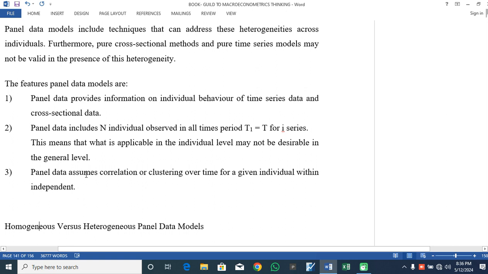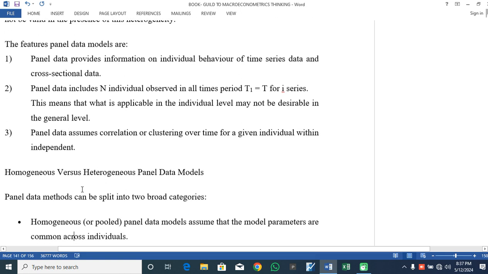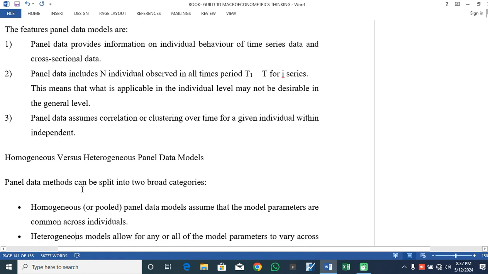And thirdly, the panel data assumes correlation or clustering over time for a given individual, with individuals being independent. So basically, these are the characteristics or features of the panel data regression. In a subsequent class, I will explain most of these features given their mathematical intuitions.